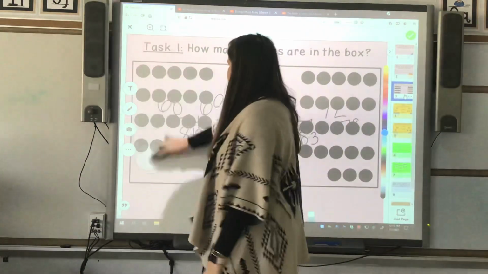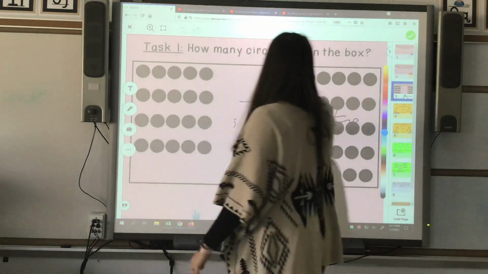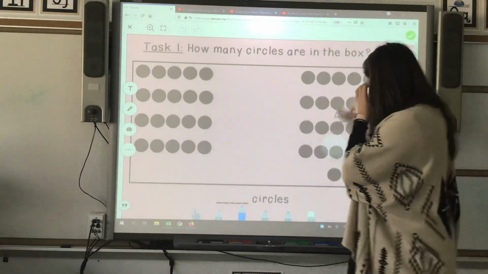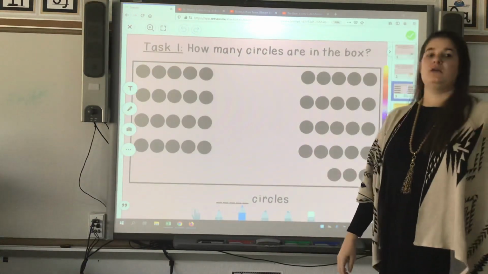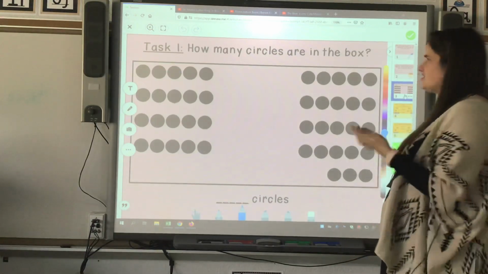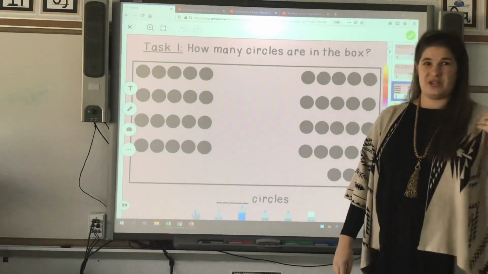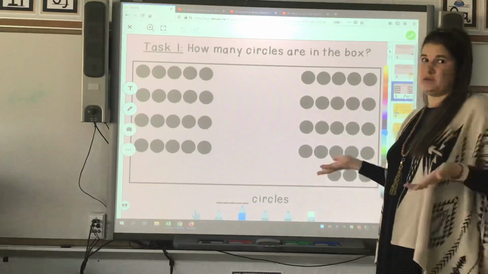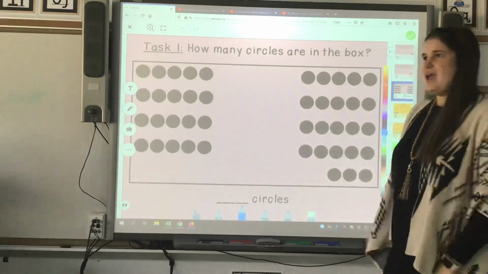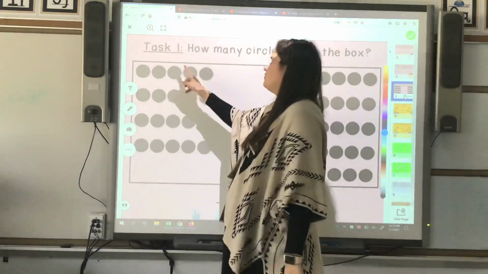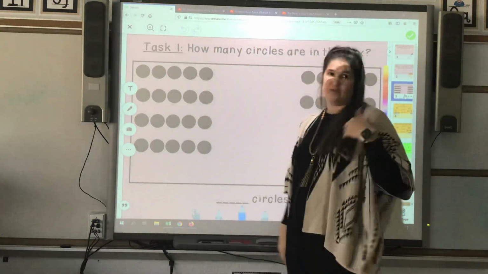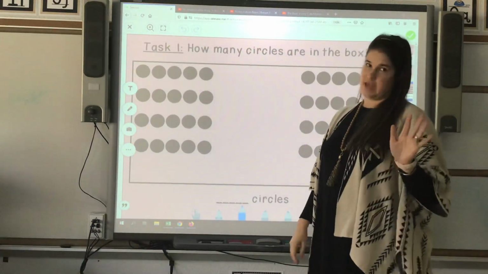On this next one, task 1, how many circles are in the box? We want to see if you can group or make groups of 10. So for this, that's the first thing that I'm going to do because I find it easier to make groups of 10 before I count my numbers. Because if not, I would say 1, 2, 3, 4. I would be up here for a long time counting all those. We ain't got time for that.